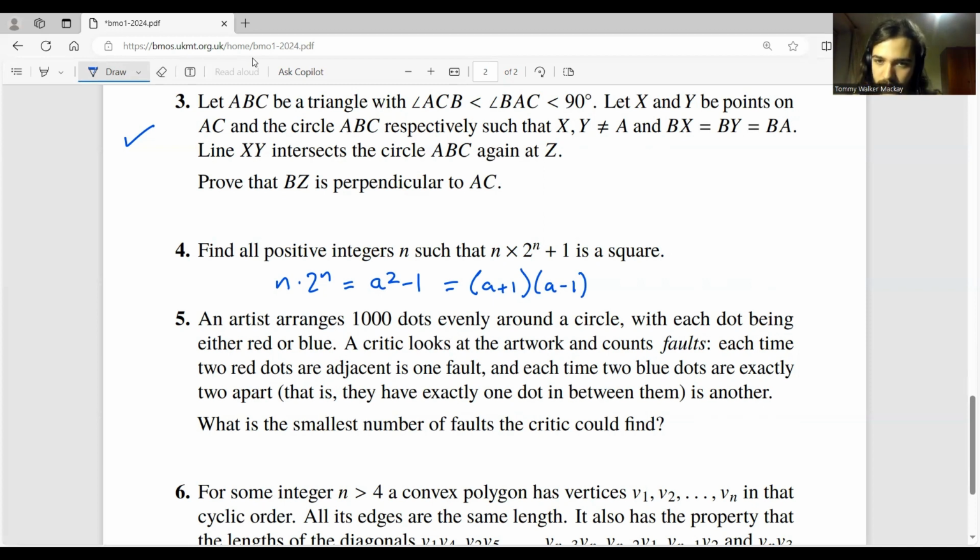Now, because a plus 1 and a minus 1 have a difference of 2, that means that they cannot both be divisible by 4, right? Because we have this large power of 2 dividing their product, 2 to the n, firstly, they're either both even or both odd, so they must both be even, or else 2 to the n never divides them. Because n is a positive integer, n is not 0, so n times 2 to the n is even, and so a plus 1 and a minus 1 are both even.